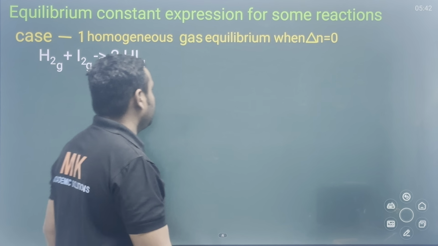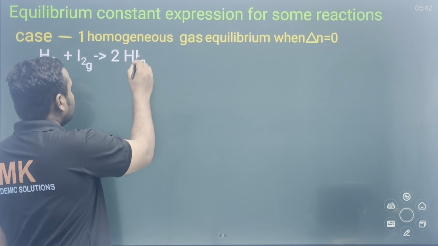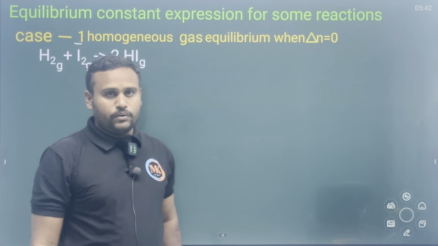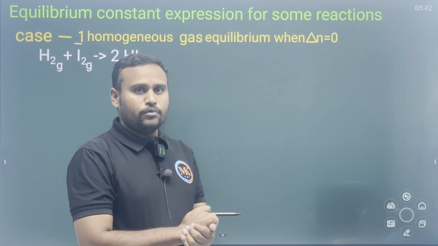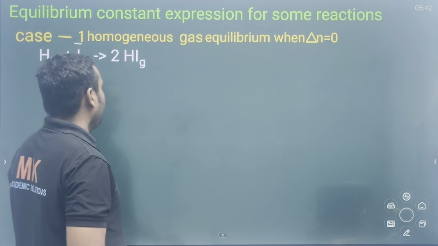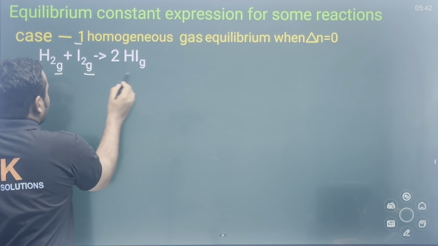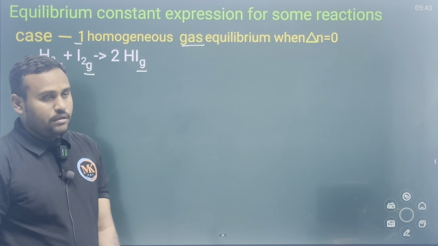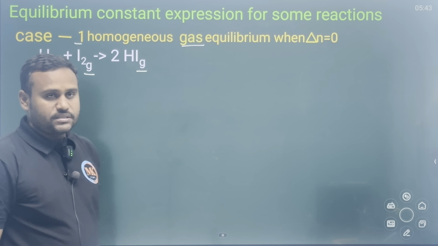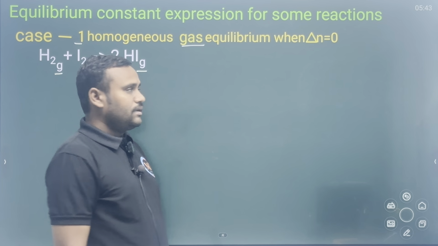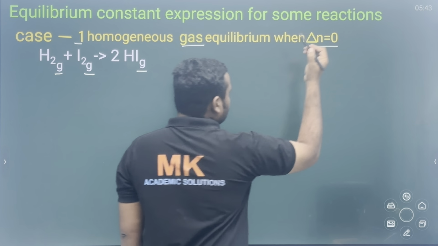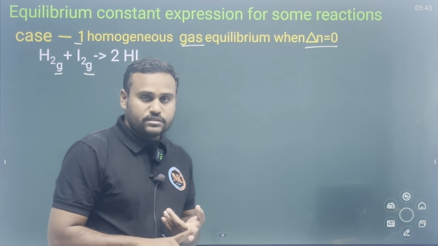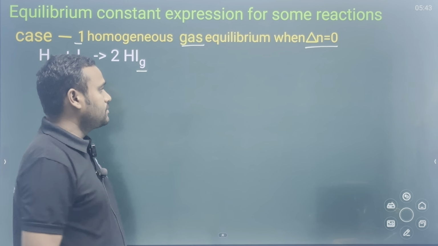Okay. So now first let us see case 1, homogeneous. This is case 1, homogeneous gas equilibrium when delta n is equal to 0. So what is homogeneous? Homogeneous means, children, all reactants and products are present in the same phase, and here we are discussing gas equilibrium. Means all the reactants and products are present in the gaseous state. And what is delta n equal to 0? Delta n equal to 0 means the number of moles of gaseous reactants is equal to the number of moles of gaseous products.